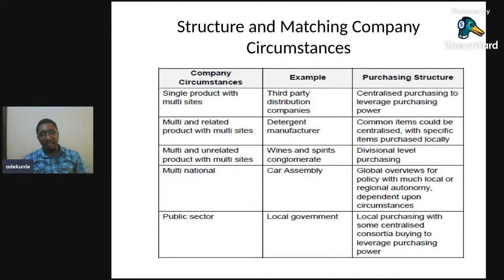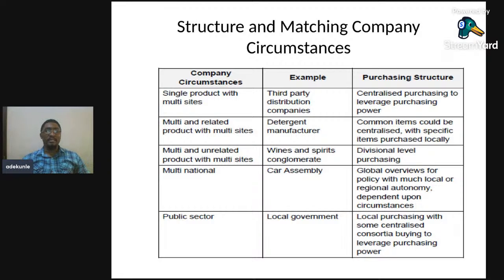But for one that has multi-unrelated products with multi-site, examples are wine and spirit conglomerates. What they do is they have divisional level purchasing. The purchasing is done at divisional level, not necessarily centralized, not necessarily decentralized.